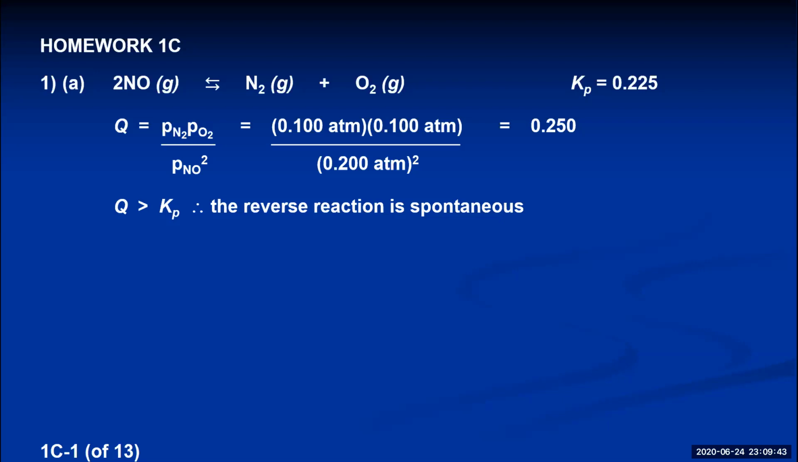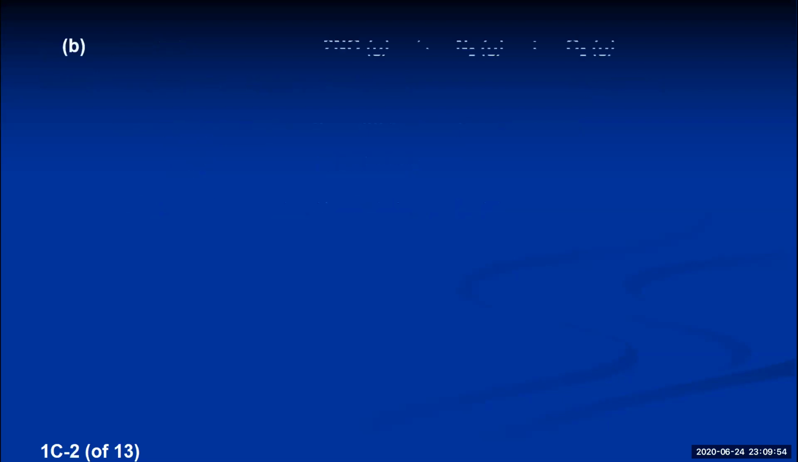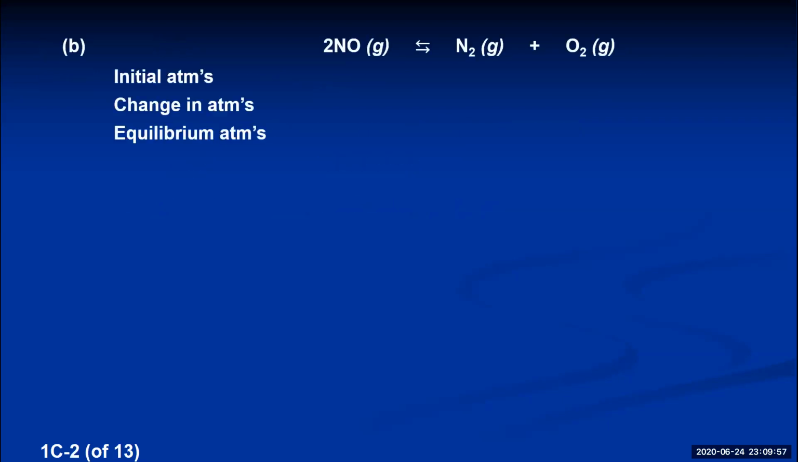B, calculate the pressure of NO once equilibrium has been established. To calculate an equilibrium concentration or an equilibrium pressure, an ICE table will need to be used. So for this reaction, the initial pressures that were given in the problem were 0.200 atmospheres of NO, 0.100 atmospheres of N2, 0.100 atmospheres of O2, and we've already determined from part A that the reverse reaction is spontaneous, which means you're going to create more reactants, so the reactant pressures are going to increase, and the product pressures are going to decrease as the reaction proceeds from right to left.